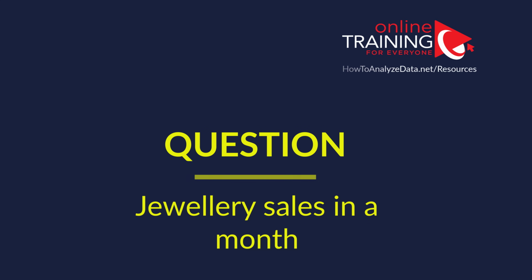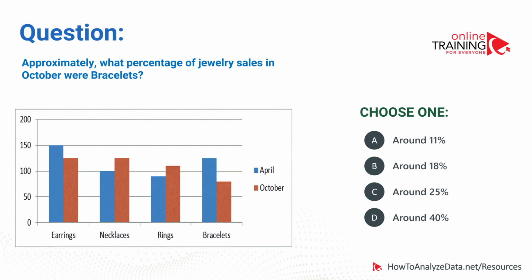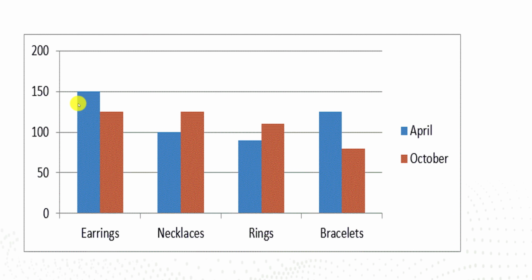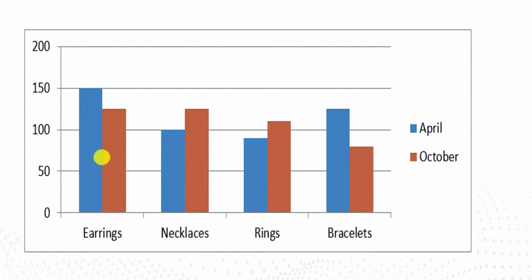Now let's look at the question which tests your knowledge of charts and graphs, math reasoning, and logical reasoning. Approximately, what percentage of jewelry sales in October were bracelets? And you're presented with the graph, which has 4 sections. Each section has 2 bars. Each bar represents monthly sales.